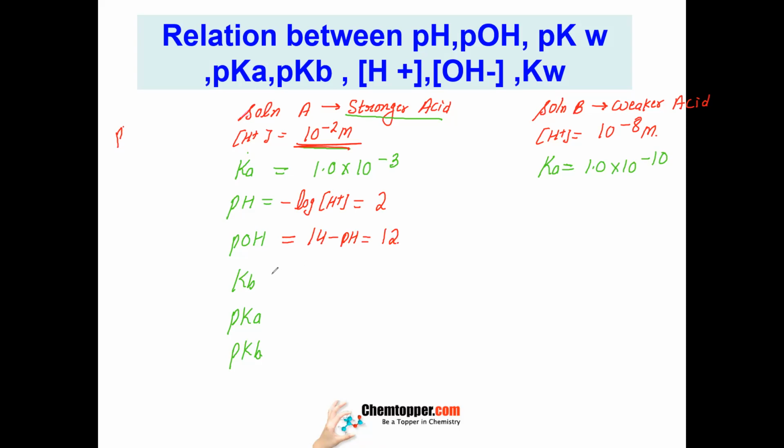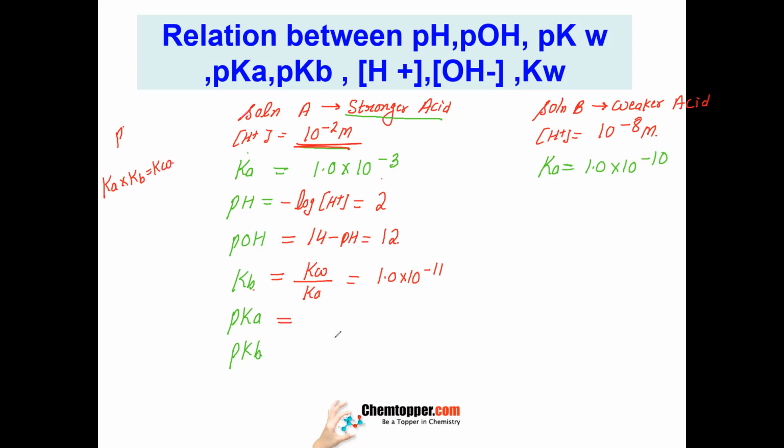What is Kb? Now I'm going to use this equation: Ka times Kb is Kw. So Kb is Kw over Ka. Ka I have given you. So what is Kb? 1.0 times 10 raised to power minus 11. No units. See this equation, I'm using Ka times Kb is Kw.